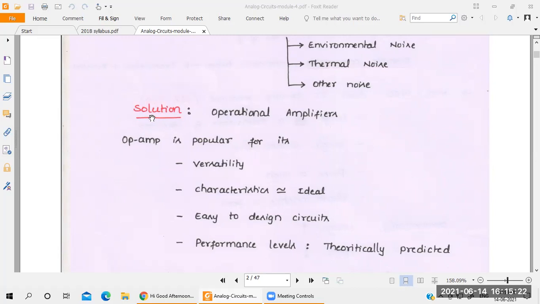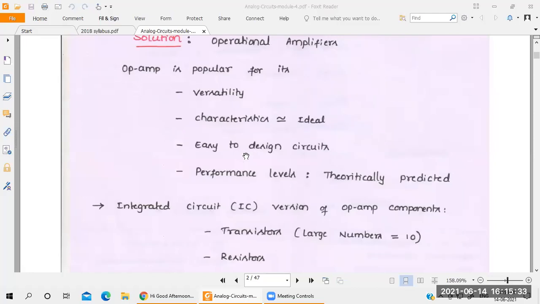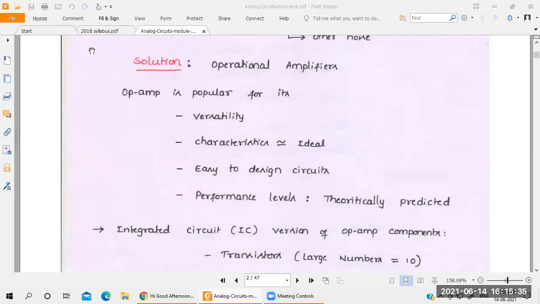It depends on the theoretically predicted means. So if you design any performance here for the op-amp, that should be relevant to the theoretical method. Okay, so these are some solutions for the op-amp here. Understood? First one is what here? Versatility. Okay, means we can adopt different things in the op-amp IC.